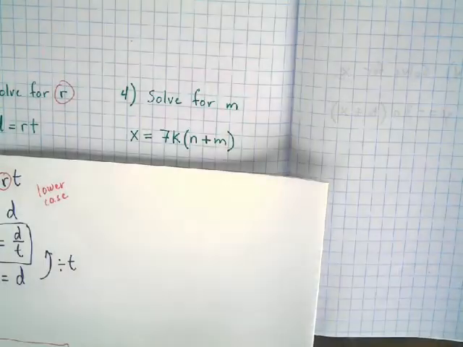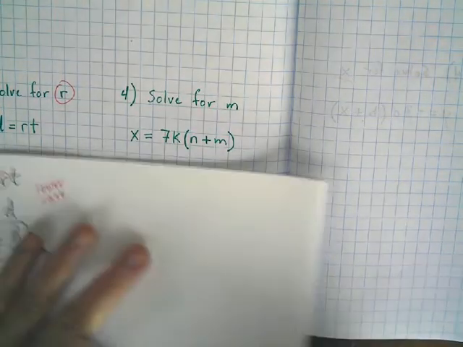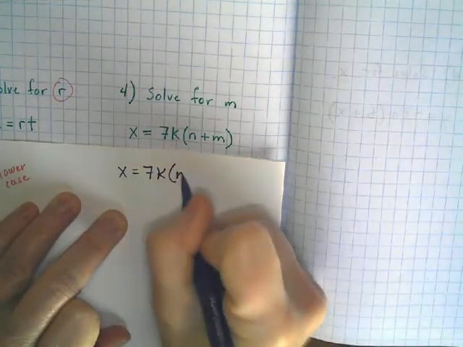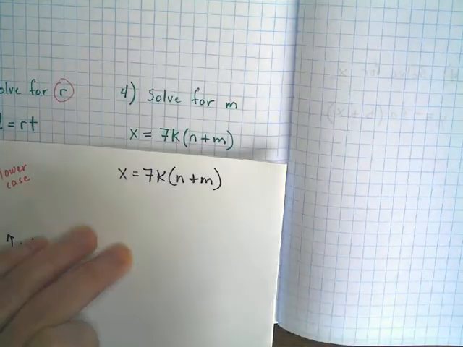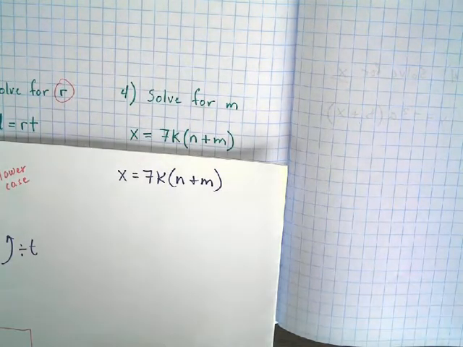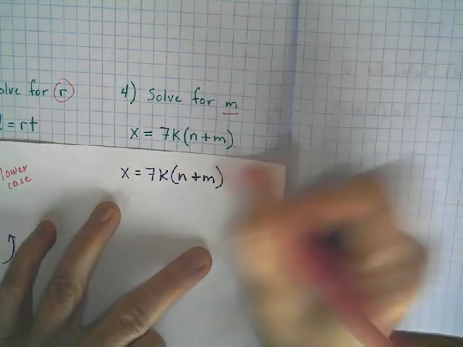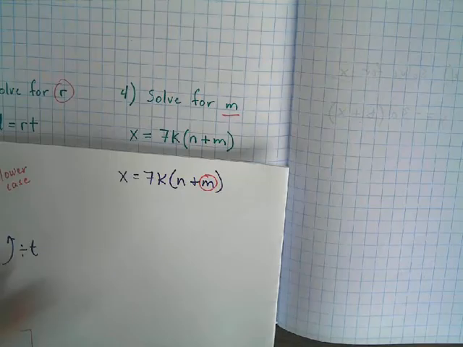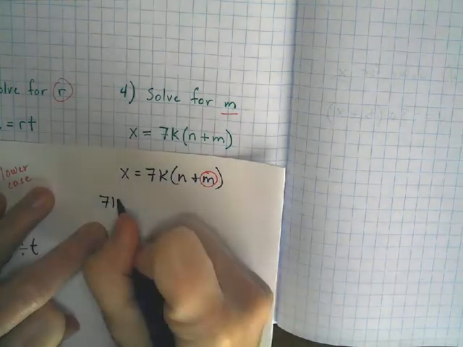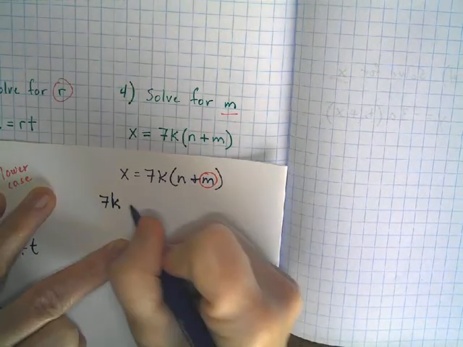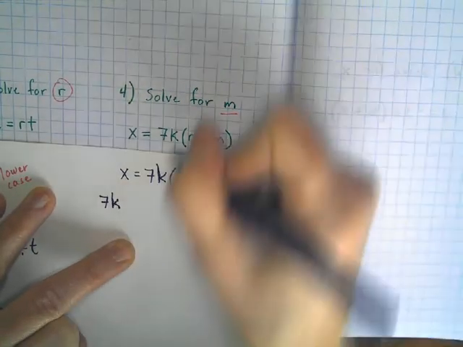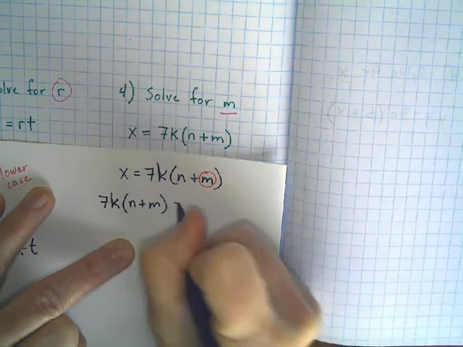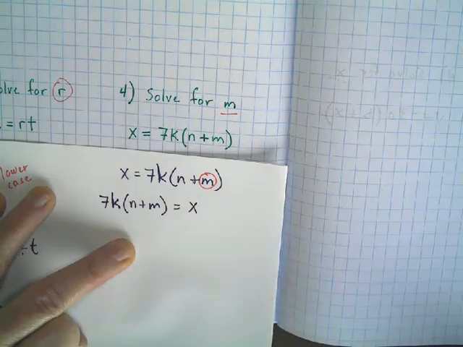Solve for M. Okay, so I'm going to copy this down. X equals 7k times n plus m. And I want to solve for m. So here's my m. Again, I do not like having it on the right-hand side, so I'm going to rewrite it. I'm going to put 7k, and by the way, I think this is a lowercase k. Times n plus m equals x. So here's my m again. I'm solving for m.